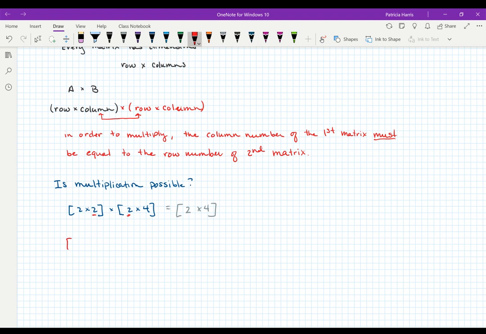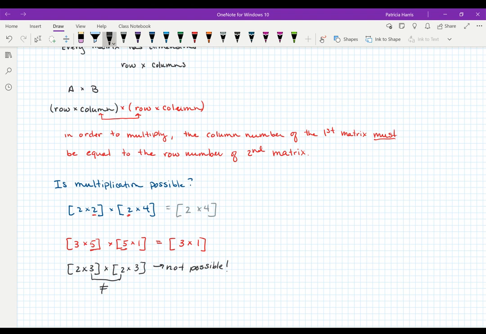Let's try another one. Let's do 3 by 5. So I have a 3 by 5 matrix, and I'm going to multiply it by a 5 by 1. This is possible. Our inner dimensions match, and our resulting matrix is a 3 by 1. Okay? 2 by 3, 2 by 3 is not possible because these two are not equal. So this would literally have no product.